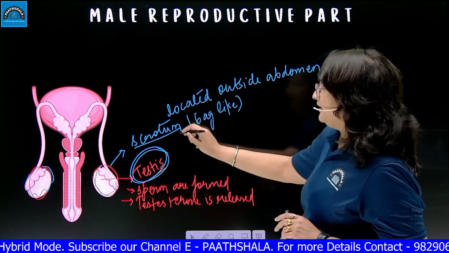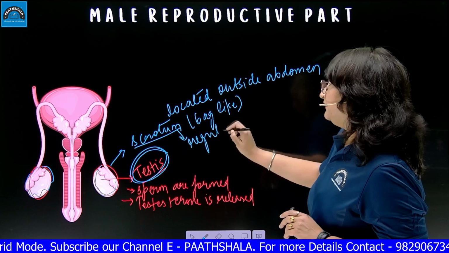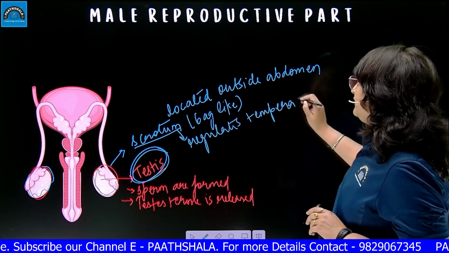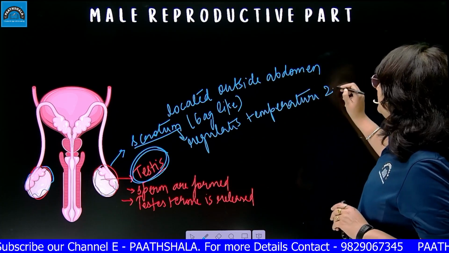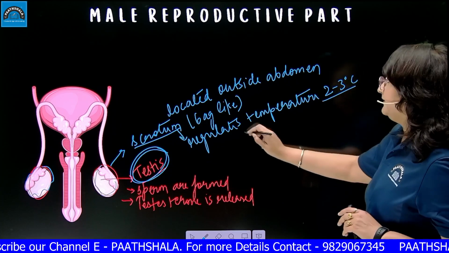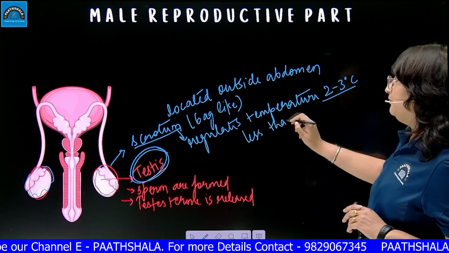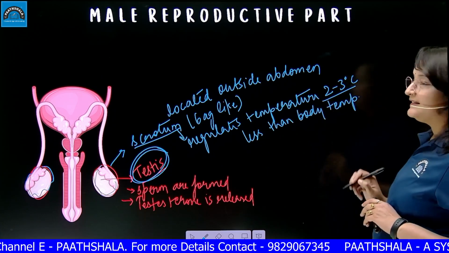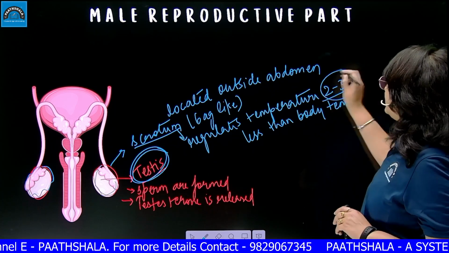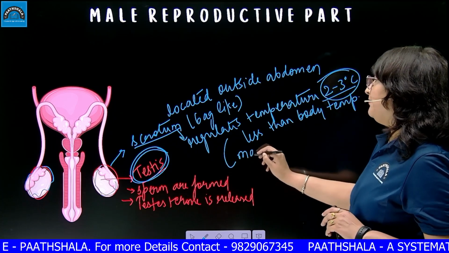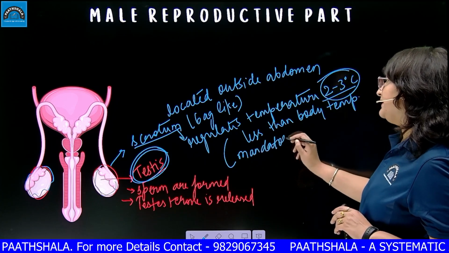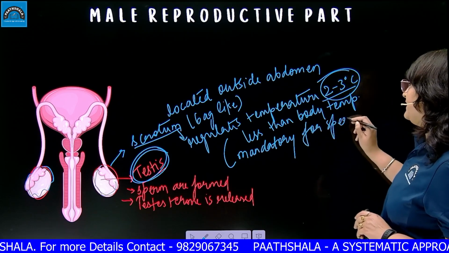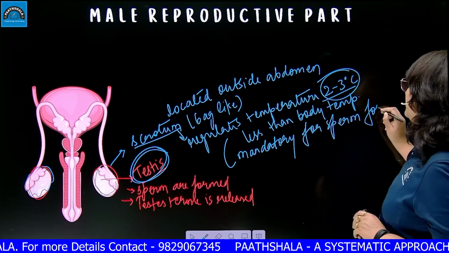And the scrotum regulates temperature, 2 to 3 degrees less than body temperature. And this 2 to 3 degrees less temperature is required for sperm formation. It is mandatory, it is a must that the temperature be low for sperm formation. If it is not so, then sperm formation will not take place.